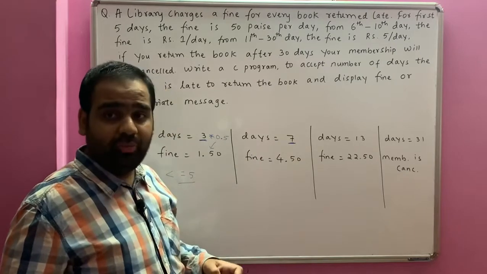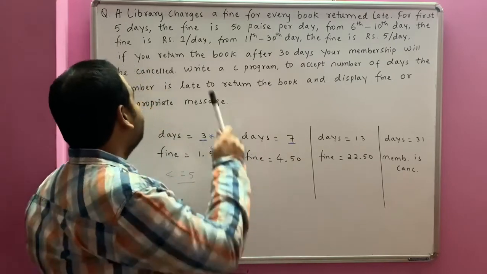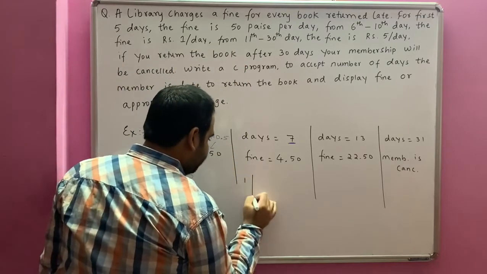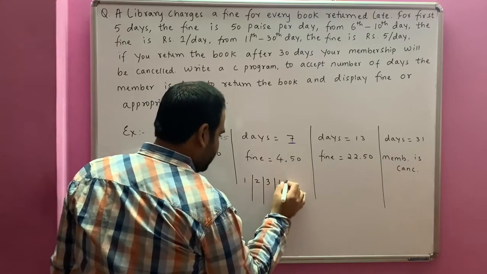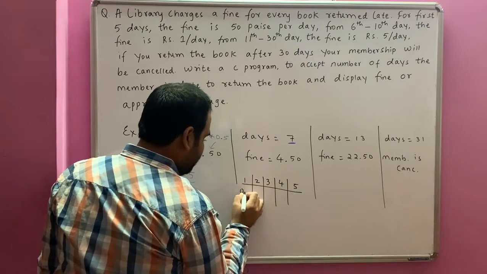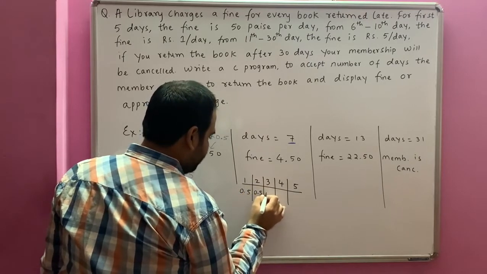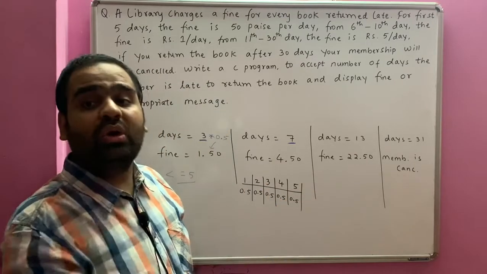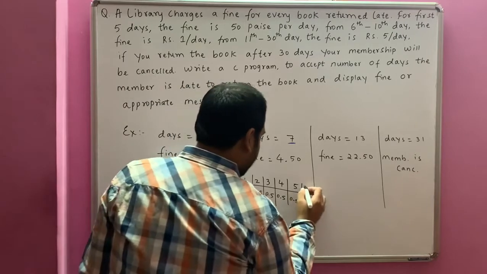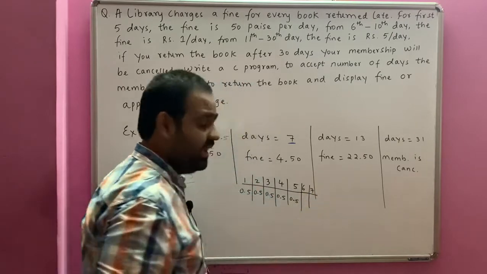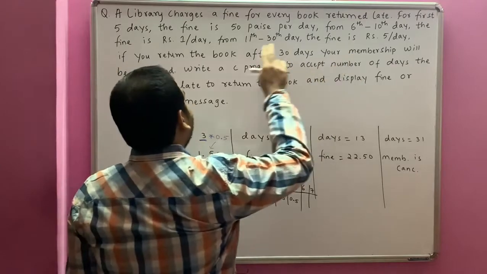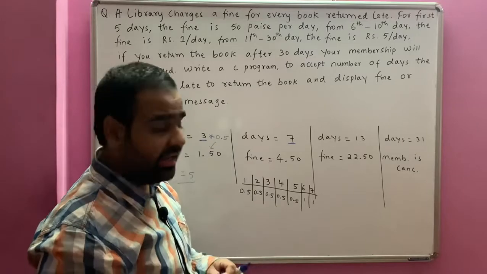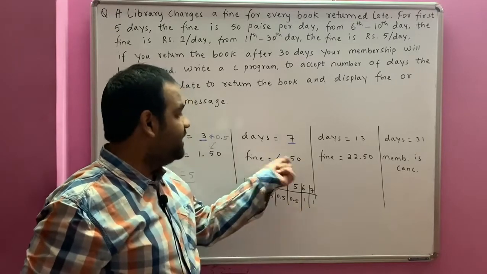Now let's say the number of days the member has returned the book late is 7. Now how do we get 4 rupees 50 paisa? Please observe here, for first 5 days the fine is 50 paisa per day. That means for first day, second day, third day, fourth day and fifth day, what will the member pay here? 50 paisa each day. Now from 6th to 10th day, that means here I can write the 6th day and 7th day, the member will pay 1 rupee per day. Therefore I write here 1 and 1. Are you getting it? Now it is 2.5 plus 2 is 4.5.